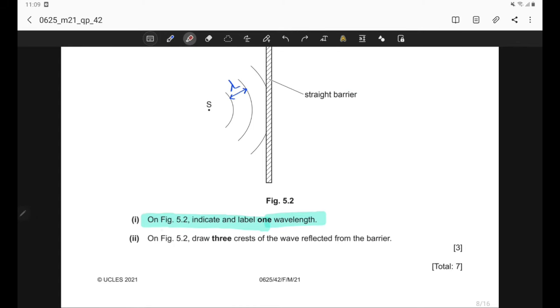Part 2. On figure 5.2, draw 3 crests of the wave reflected from the barrier. So when it reflects back, the wavelength lambda, that is the distance between the crests, will remain the same, but the direction will be opposite. So the wave will be moving backward. You can draw a rough diagram like this, but make sure the distance between these crests is again the same as lambda.